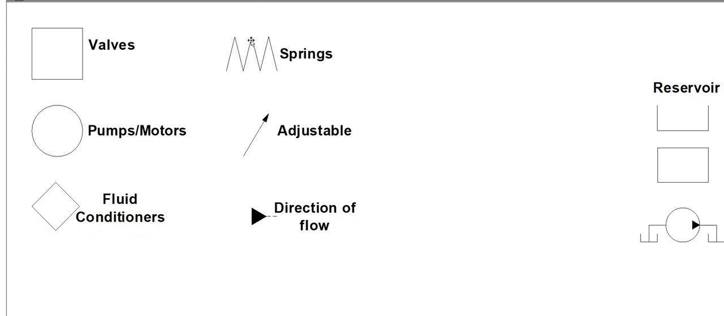Springs are going to be represented by this shape here, which looks like a spring. The next one down here is a diagonal arrow. If we ever have a diagonal arrow across a component, that means that component is adjustable. For example, if I took this arrow and put it across a spring like that, that would now indicate that that spring is adjustable. I can change the tension on that spring.